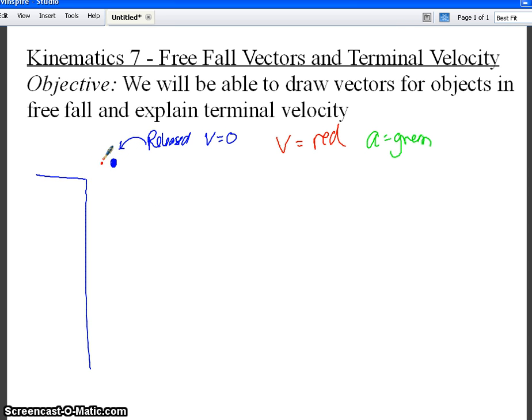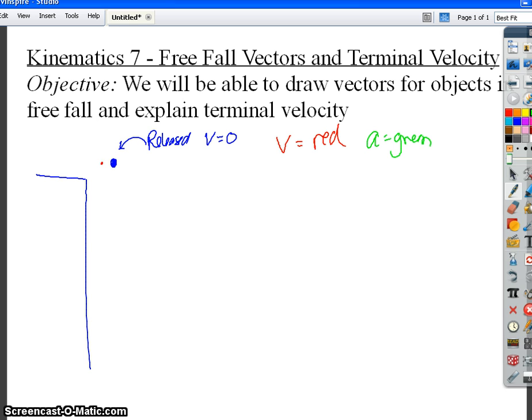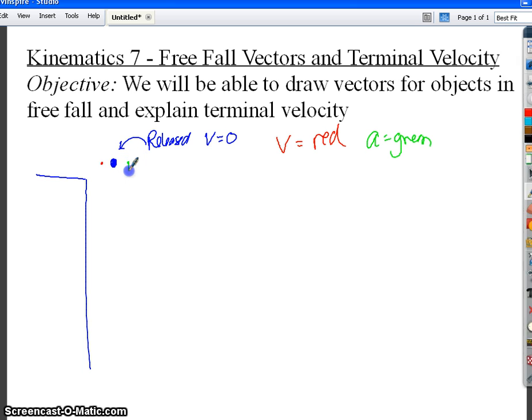However, remember that acceleration is constant. So if we were going to draw an acceleration vector at this point, it would be a constant vector. It's going to be accelerating down at 9.8 meters per second squared, okay? Or free fall.